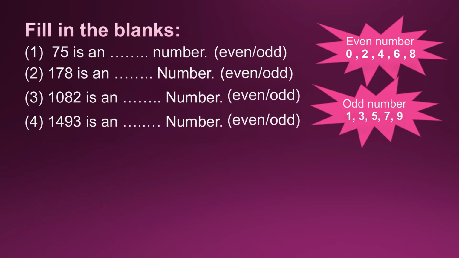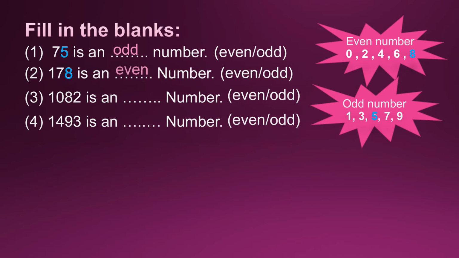The next is fill in the blanks. Question number 1. 75 is a blank number, even or odd? See, in 75, the last digit is 5 and 5 is an odd number. So 75 is an odd number. Question number 2. 178 is a blank number, even or odd? See the last digit. In 178, the last digit is 8 and 8 is an even number. So the answer is even number.